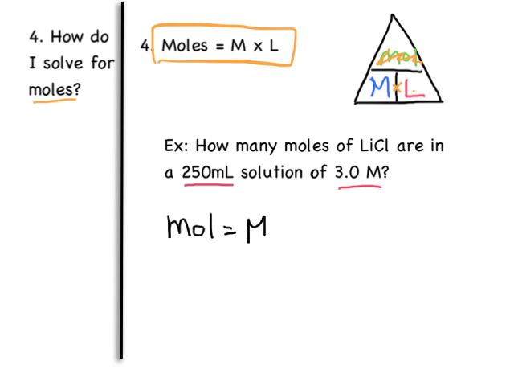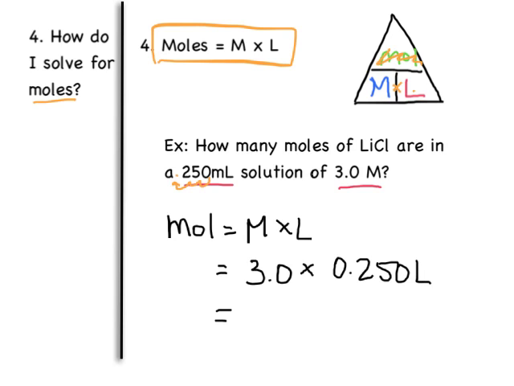Moles is molarity times liters. So we're going to do 3.0 times, and then remember we need to always convert the milliliters to liters. So we'll divide by 1,000. We'll move that decimal over 3 times to the left. So we're going to have times 0.250 liters. When we do that calculation, we're going to end up with 0.75 moles of lithium chloride.